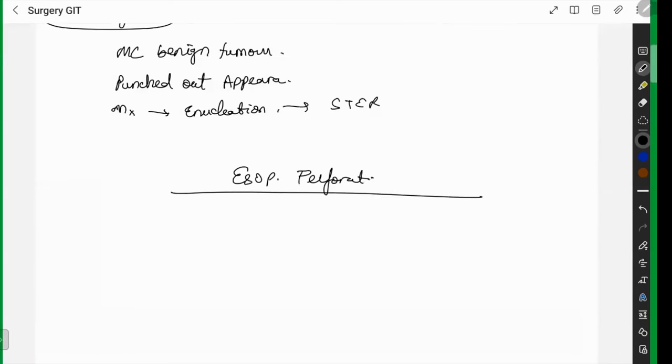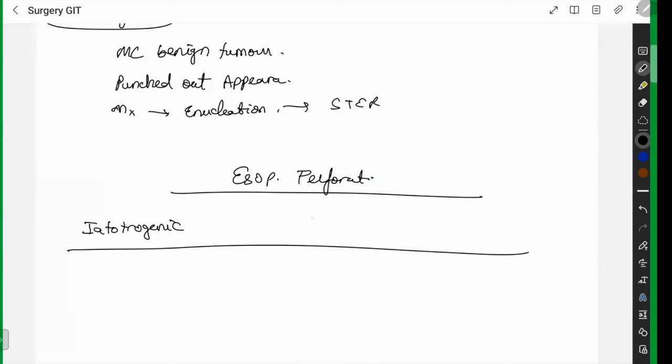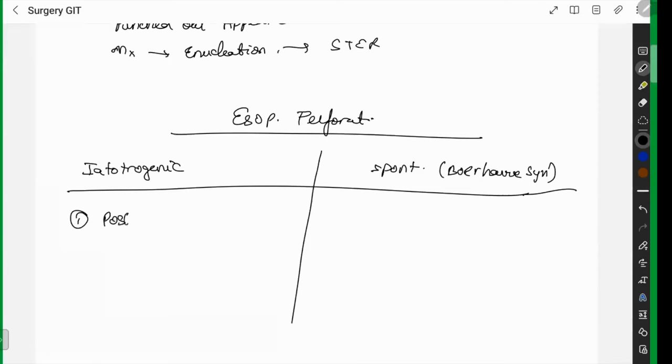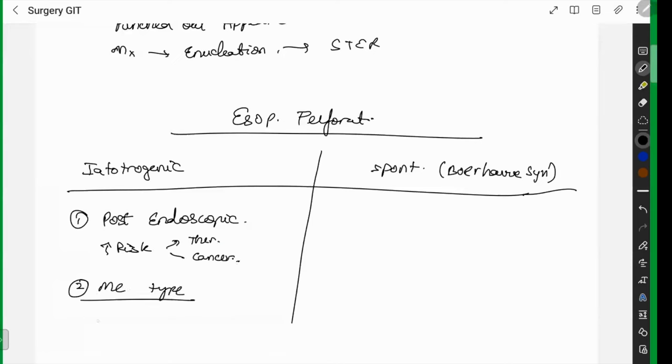It can be due to iatrogenic causes, or it can be spontaneous, like Boerhaave syndrome. Iatrogenic causes include post-endoscopic perforation, with increased risk in therapeutic endoscopy and in cancer. The most common type of esophageal perforation is iatrogenic.